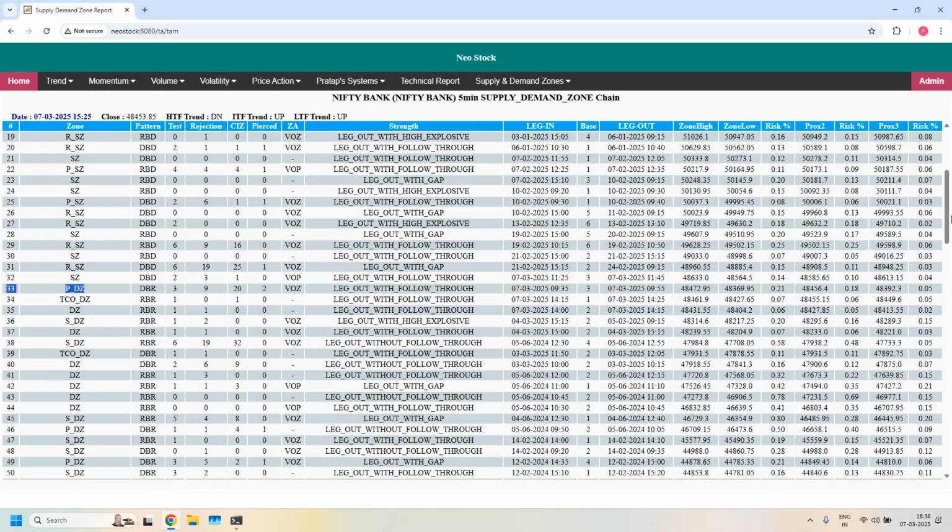So this is about the Bank Nifty supply demand zone chain. With this we have completed both the Nifty and Bank Nifty supply demand zone chains. Okay, next set of reports are about bullish and bearish trade setups for monthly, weekly, daily and hourly income trades.